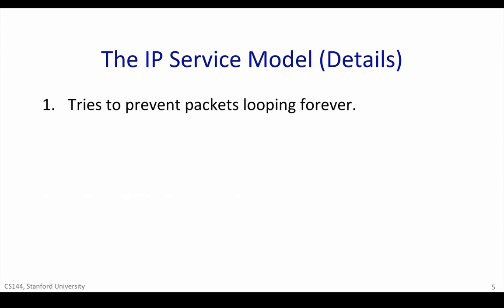First, IP tries to prevent packets from looping forever. Because IP routers forward packets hop by hop across the internet, it is possible for the forwarding table in a router to be wrong, causing a packet to start looping round and around following the same path. This is most likely to happen when the forwarding tables are changing and they temporarily get into an inconsistent state. Rather than try to prevent loops from ever happening, which would take a lot of complexity, IP uses a very simple mechanism to catch and then delete packets that appear to be stuck in a loop.